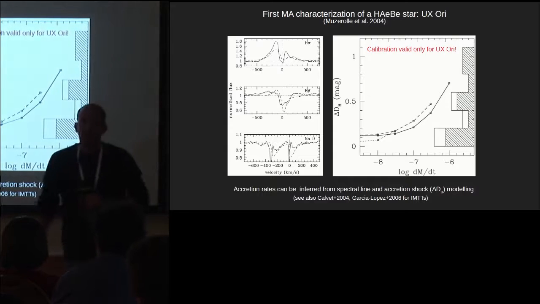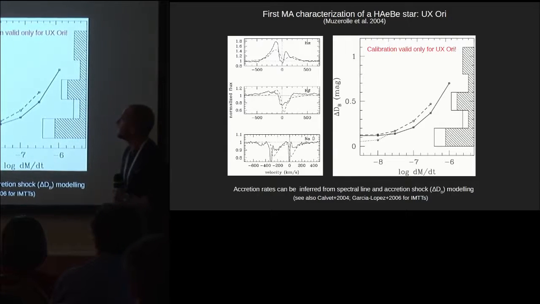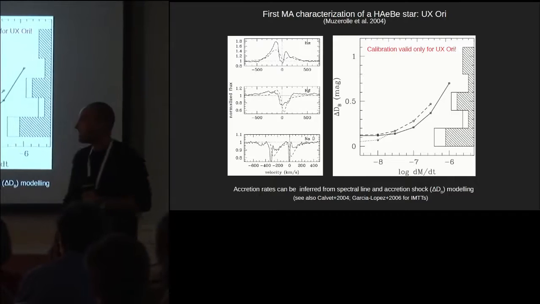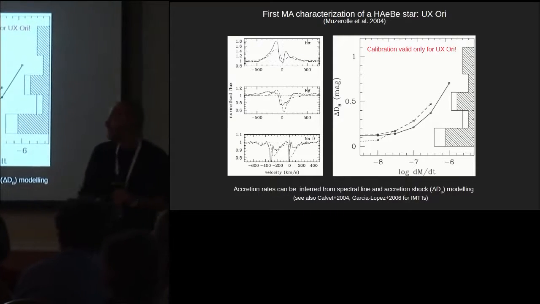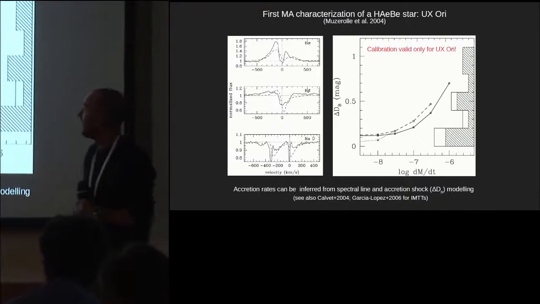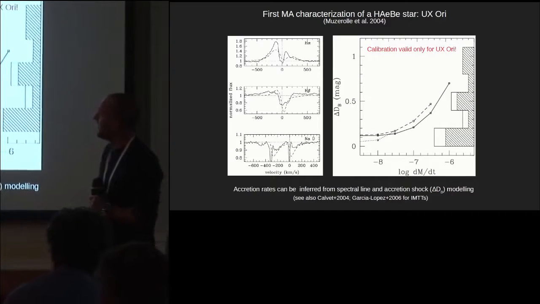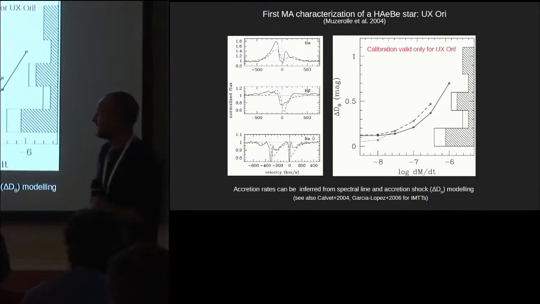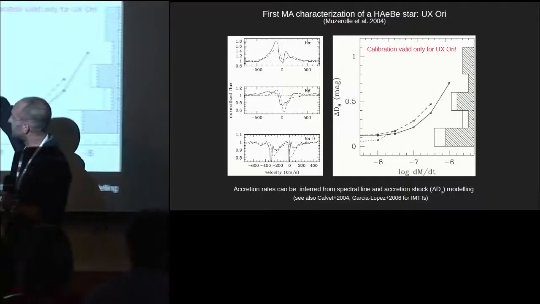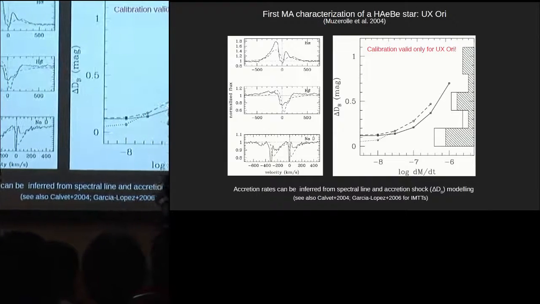The first proper magnetospheric accretion characterization of Herbig Ae stars was made by Muzerolle et al. in 2004. And the object that they selected to make this study was precisely UX Ori. So this is a very detailed study. And there they used the magnetospheric accretion line modeling that was previously used for T Tauri stars in order to reproduce several line profiles of this object.